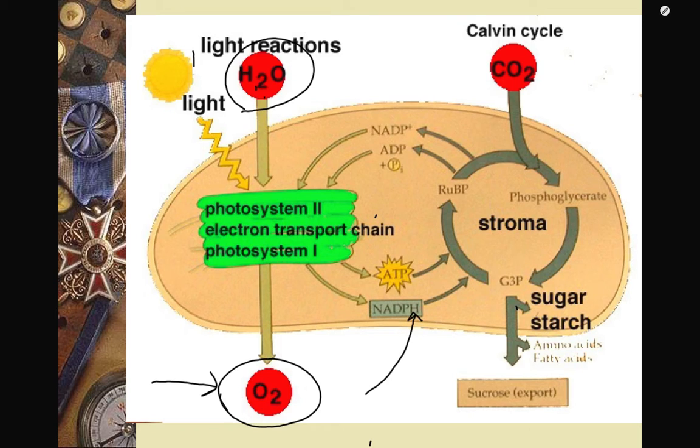The hydrogen then is used right here. It's carried over to the stroma to help generate and kick off the reactions in the dark cycle. So water is split, the oxygen is given off, and the hydrogen goes over here. That happens during the light reactions. This is called light dependent. And then over here the carbon dioxide comes in.